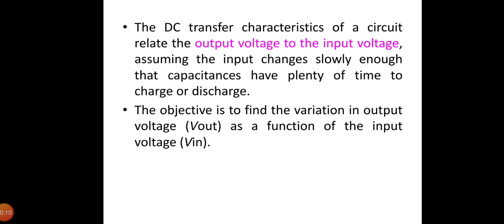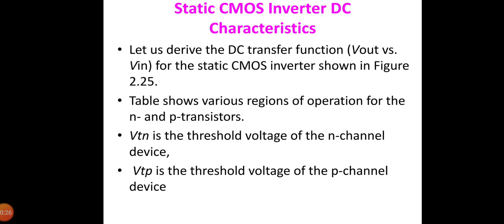Today, I am going to speak about DC transfer characteristics. The DC transfer characteristics of a circuit relate the output voltage to the input voltage, assuming the input changes slowly enough that capacitances have plenty of time to charge or discharge. The objective is to find the variation in output voltage as a function of the input voltage.